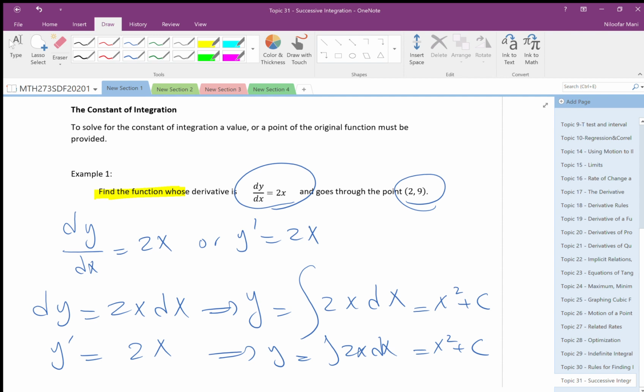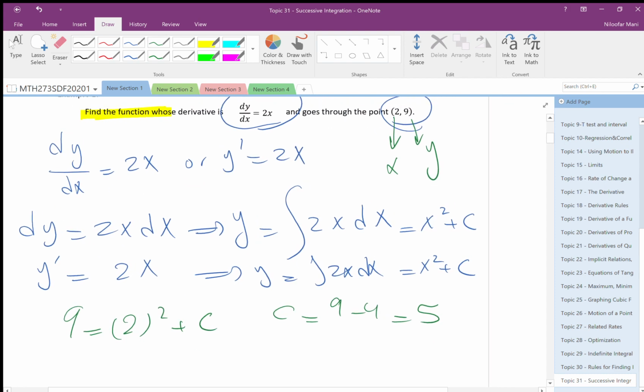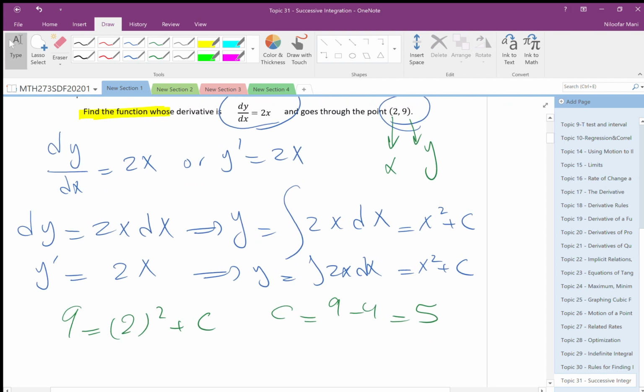But I have more information. So in this case, I can find c. How do I find c? I know this is x and this is y. So I do 9 equals 2 squared plus c. And c is 9 minus 4, which is 5. So here I do not have an infinite number of answers because I have a value for c. So my answer is x squared plus c.